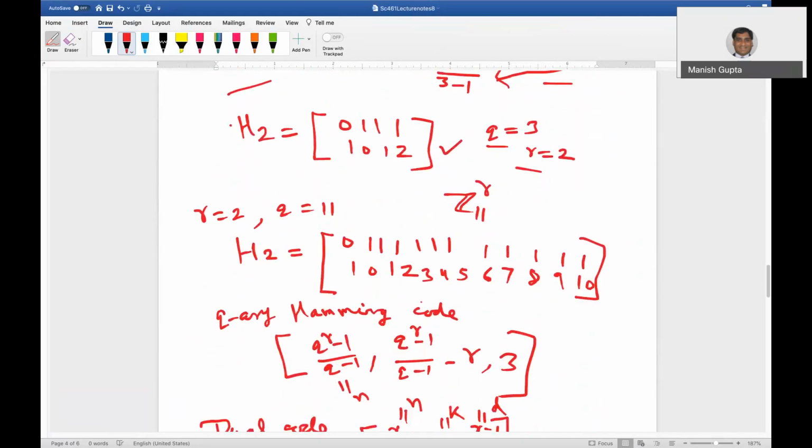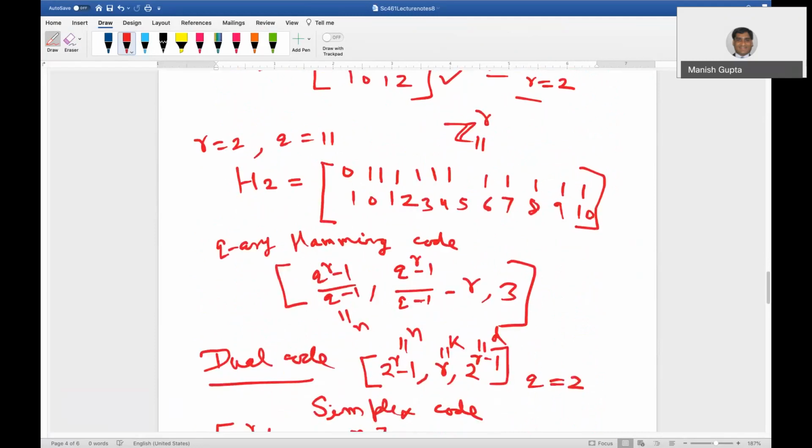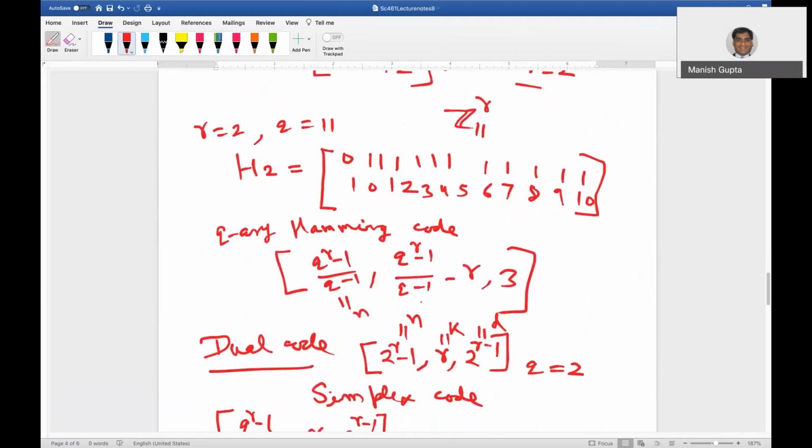Okay, in general, a q-ary Hamming code has the following parameters: length is q raised to r minus 1 divided by q minus 1. Dimension is (q raised to power r minus 1 divided by q minus 1) minus r, and minimum distance is 3. This is the most general form of the parameters of the Hamming code. So I leave it as an exercise for you to actually construct the parity check matrix in general for a q-ary Hamming code.